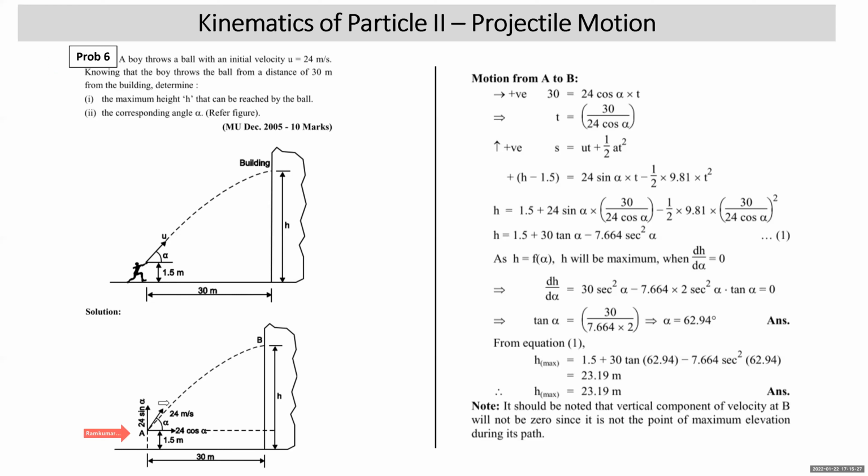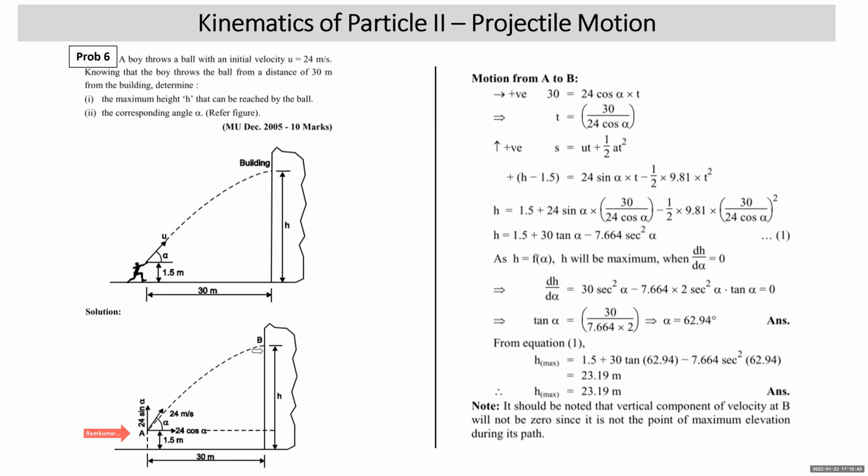Initial velocity is 24 meter per second. Resolve it: 24 cos alpha, 24 sin alpha. Point of projection is 1.5 meter above ground. Horizontal distance between the two targets, A and B, is 30 meter. H is maximum elevation, right?